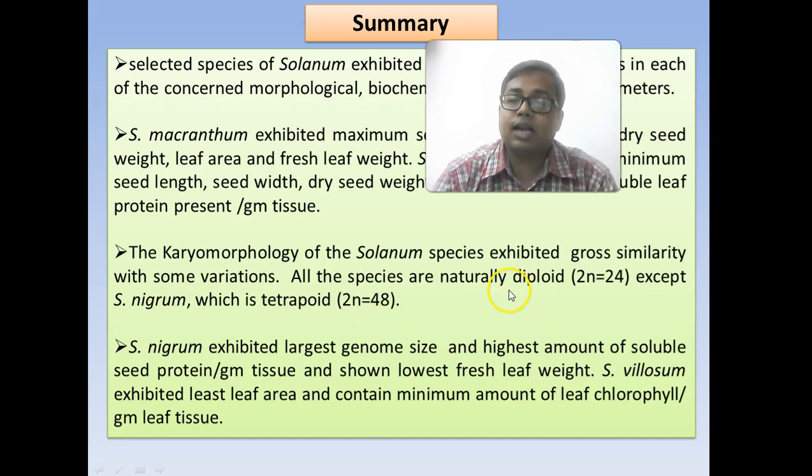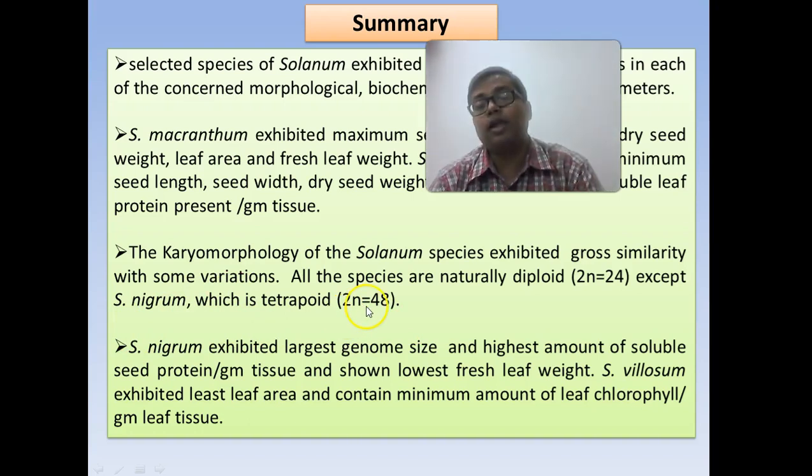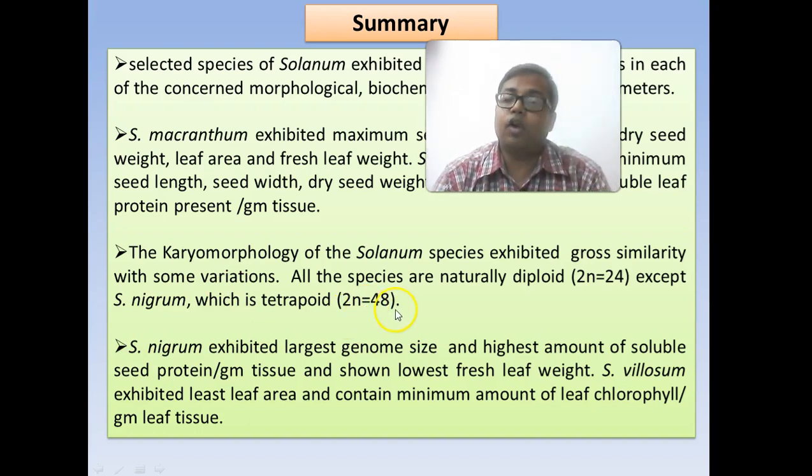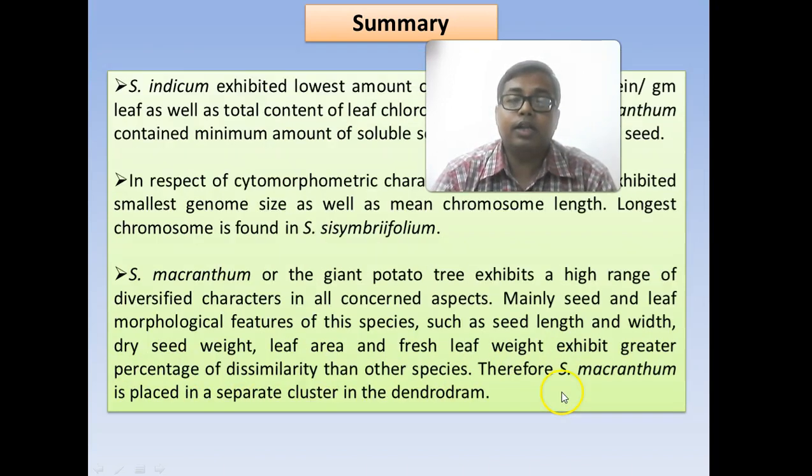All the species are naturally diploid, that is 2n equal to 24, except Solanum nigrum, which is tetraploid. That means 2n equal to 4x equal to 48. Solanum nigrum exhibited the largest genome size and the highest amount of soluble seed protein per gram tissue, and showed the lowest fresh leaf weight. Solanum villosum exhibited the least leaf area and contained the minimum amount of leaf chlorophyll per gram tissue.